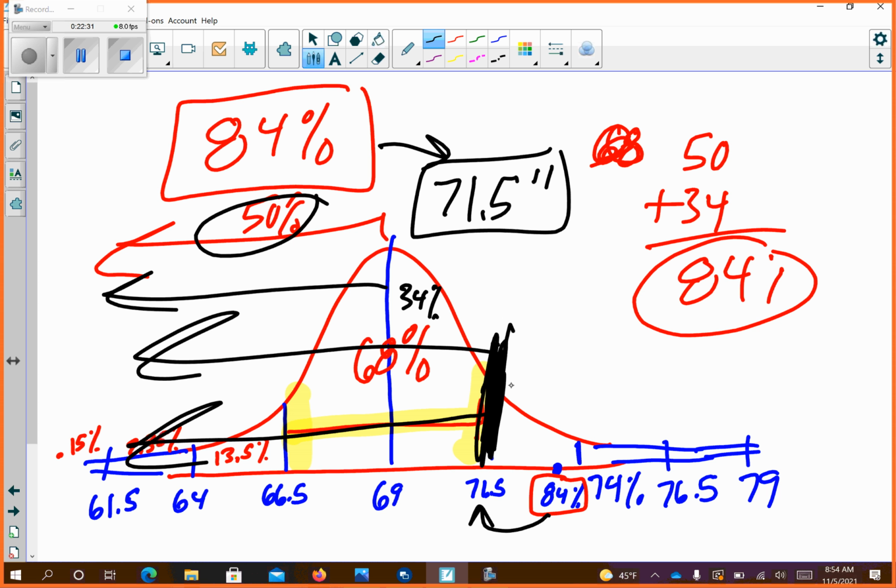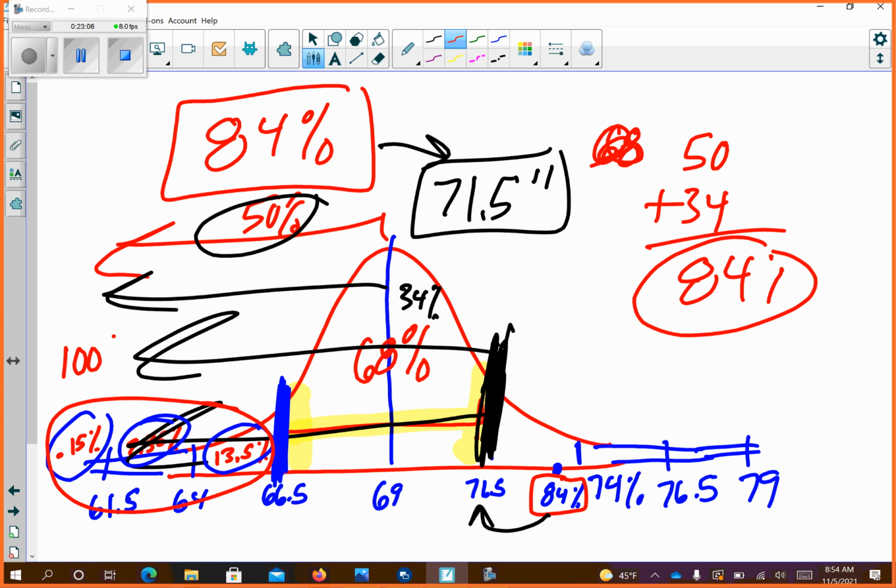Okay, that makes sense. So if it says, what percent are shorter than 66.5 inches, you would add up the percents: 13.5 plus 2.35 plus 0.15. Add them all together and that's the percent. It comes out to about 16%. And sometimes it might say taller. So sometimes it might be easier to add this up and subtract whatever that is from 100%, and that would then go this way. So they're talking talls and shorts. Yeah, that makes sense. Thank you.